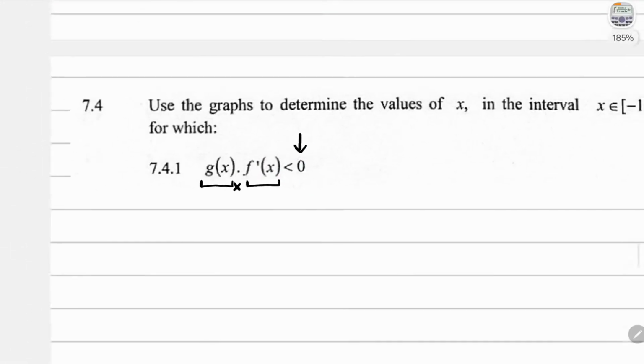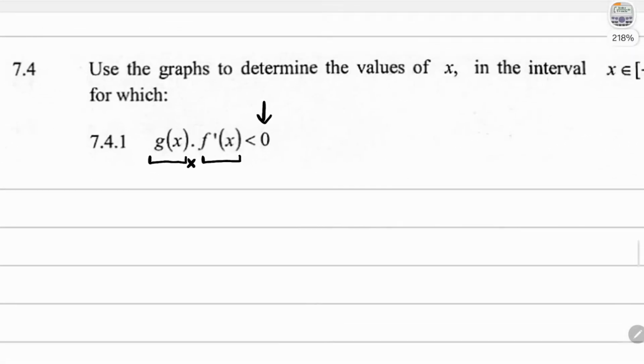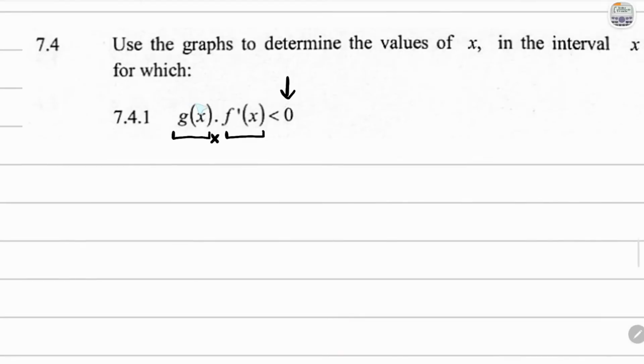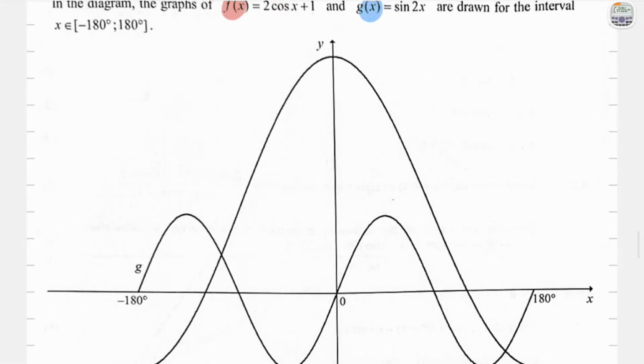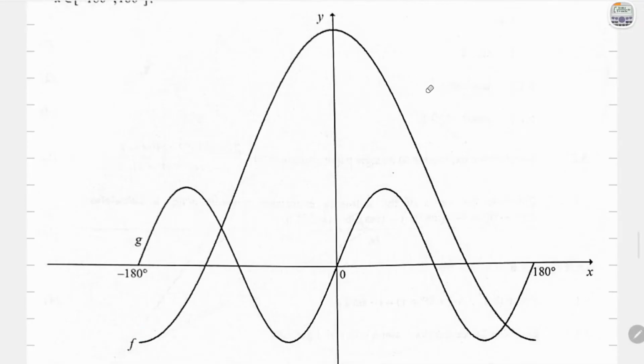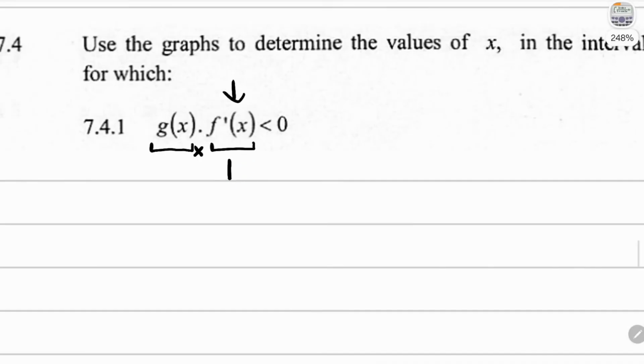Let's see how that can happen. There are probably two ways that this can happen. We can focus on where f will be either increasing or decreasing. Let's start with increasing, just because of the way this graph looks, because it starts to increase first and then decrease. If it is increasing, meaning the gradient is positive, then what should g be so that when you multiply them, you get a negative value, less than 0?